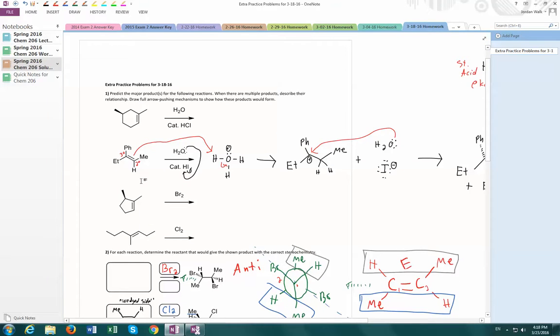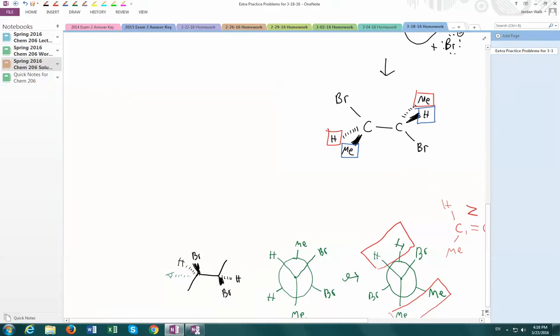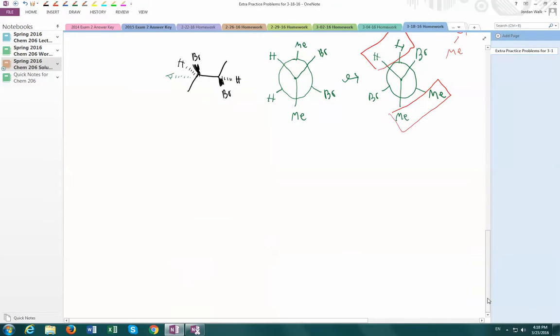We'll call this number 1. And so this is what? 4-methyl-3-heptene. And we are chlorinating it. Okay, so let's go down here. All right, so 4-methyl-3-heptene. Is that 4-methyl? Is that correct? Yes. Okay, so we're chlorinating.